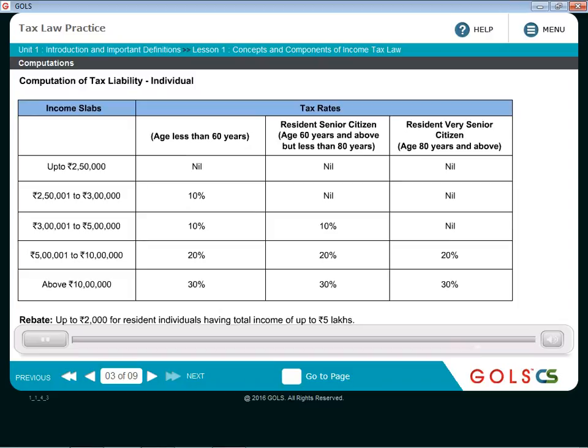But if the person is a very senior citizen, that means if the person is of 80 years and above, then in case of such resident individual, up to 5 lakh, he is not required to pay taxes, and above 5 lakh up to 10 lakh, he is required to pay tax at the rate of 20%, and above 10 lakhs he is required to pay tax at the rate of 30%. So this is how we are going to compute the tax liability for an individual.